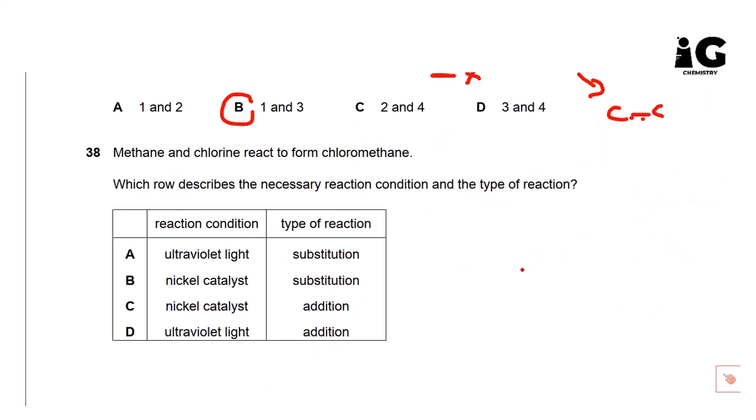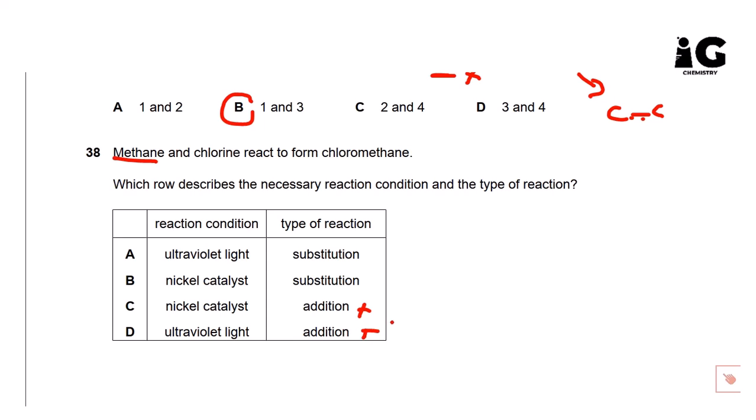38. Methane and chlorine react to form chloromethane. Which row describes the necessary reaction condition and the type of reaction? So methane, this is an alkane, as you see, guys. So it means it's saturated. So actually, it can't react by addition. It can react only by substitution. This is for all alkanes. You know, alkanes react by substitution, not addition. Addition will be for the alkenes.